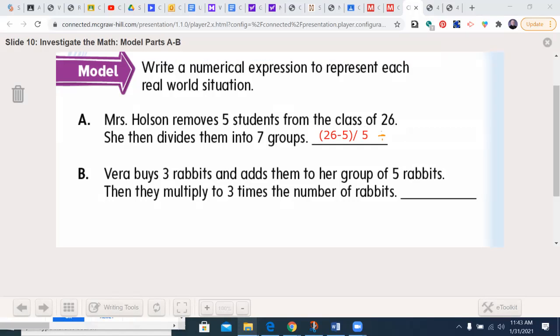Vera buys 3 rabbits and adds them to a group of 5 rabbits. They then multiply to 3 times the number of rabbits. So again, I need a parentheses, 3 plus 5, and then times 3. So those are the numerical expressions here. And basically, you're just putting together based on what the story problem says.